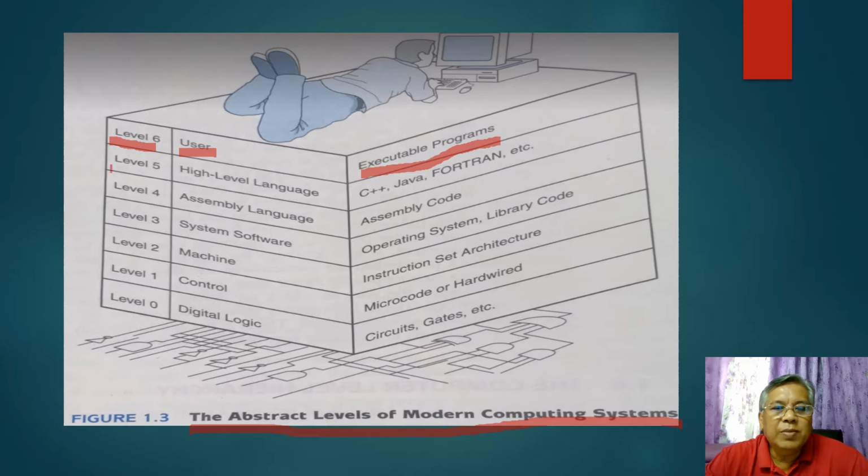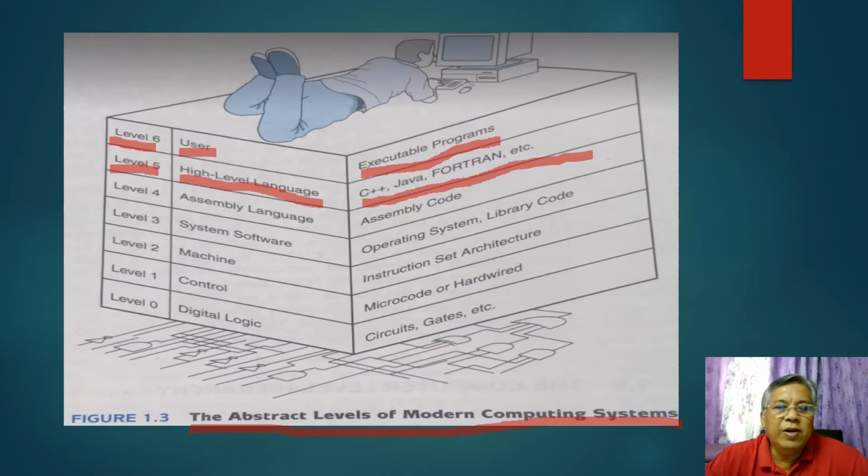Then we have level 5, or high-level language. Under the high-level languages are software such as C++, Java, Fortran, and others. Now, we know that these high-level languages are utilized to make executable programs, such as Microsoft Word and others.